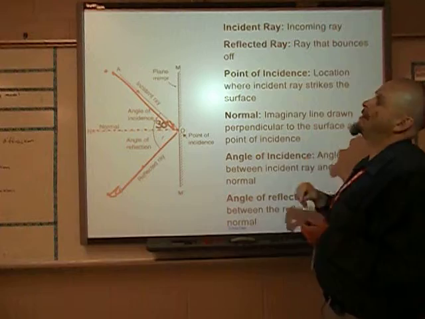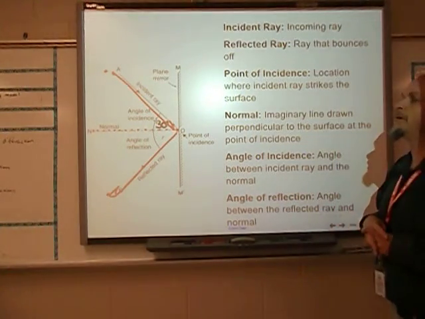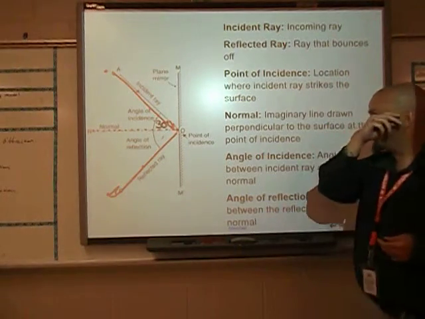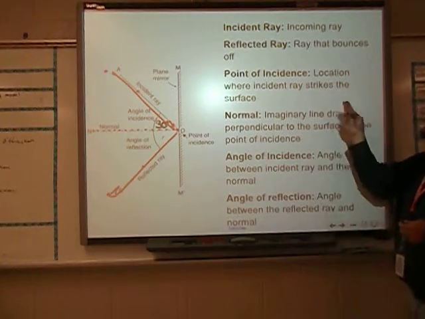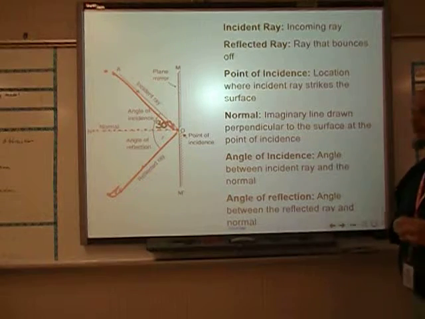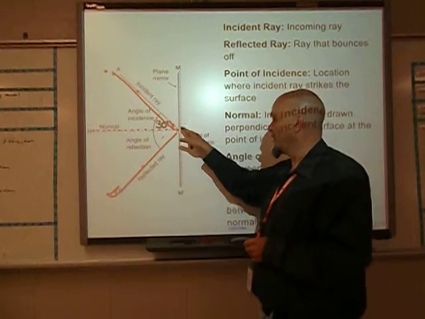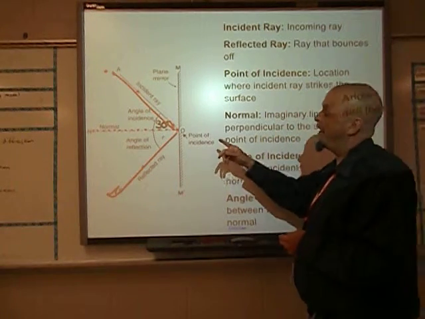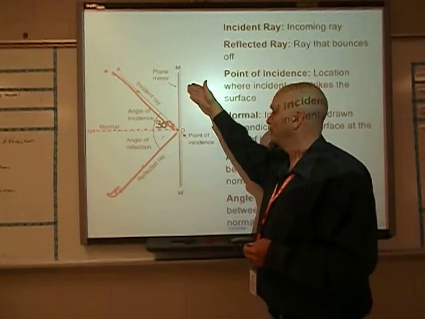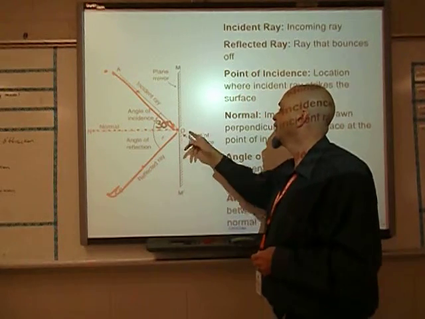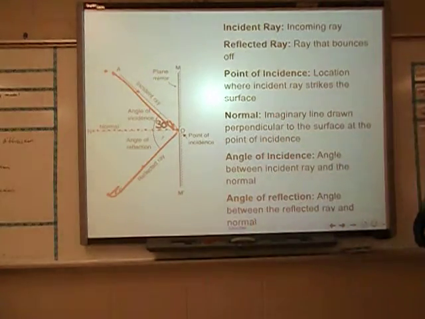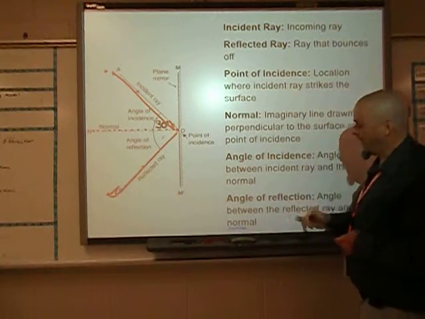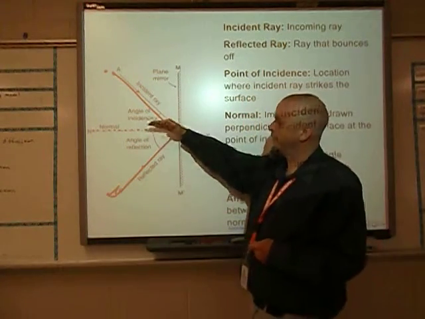Again, incident ray is the incoming ray, that point on the wavefront that we're following through the process. The reflected ray is the one that bounces off. The point of incidence is the location where the incident ray strikes the mirror. So wherever this ray hits the mirror, that's the point of incidence. The normal is the imaginary line drawn perpendicular to your reflective surface, 90-degree angle, at the point of incidence. The angle of incidence is the angle between the incident ray and the normal. Angle of reflection is the angle between the reflected ray and the normal.